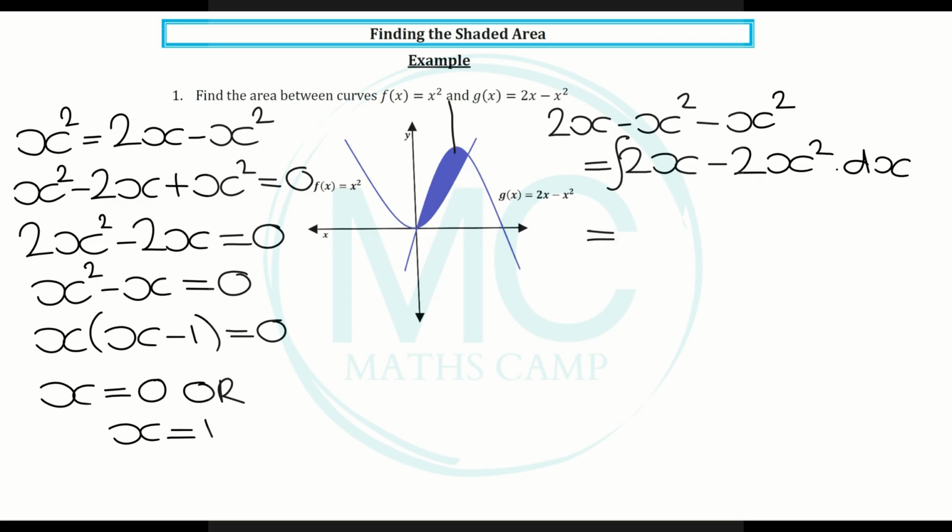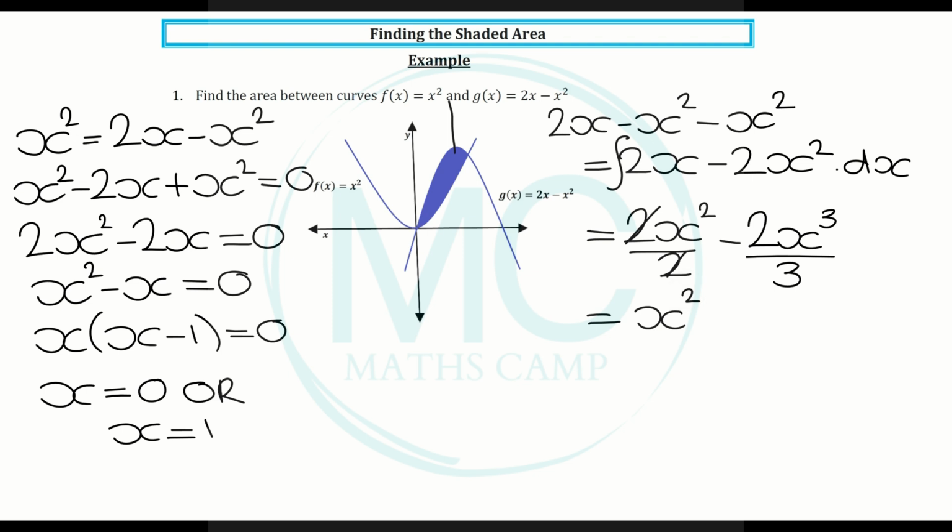And I'm going to get 2x. X has an exponent of 1. Let's add 1. We get 2 over 2 minus 2x squared. Add 1 becomes x cubed over 3. Now we can tidy this up. Our first term, the 2's cancel. I'm left with x squared minus, let's write this as 2 over 3, x cubed.